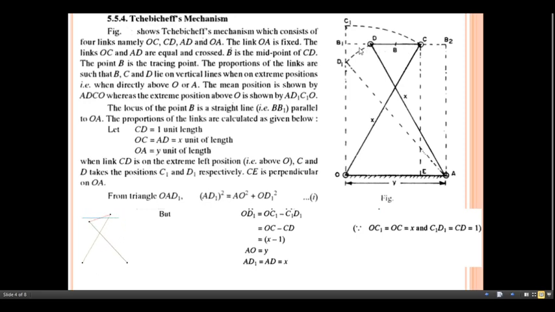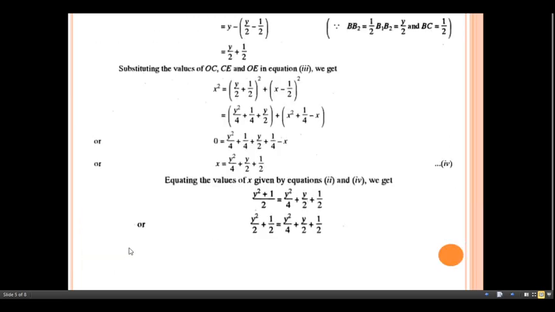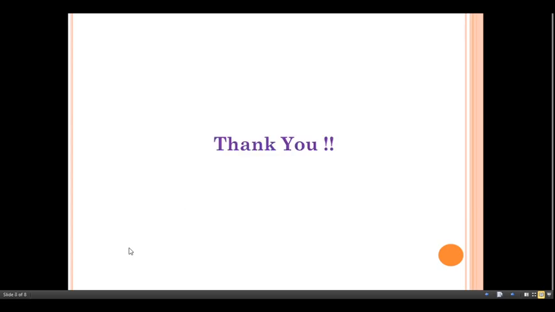Okay, I hope this is clear to you, more clear if you just focus on the animation given towards the left side of this one. I hope that in today's lecture whatever points we have discussed are clear to you. Thank you.